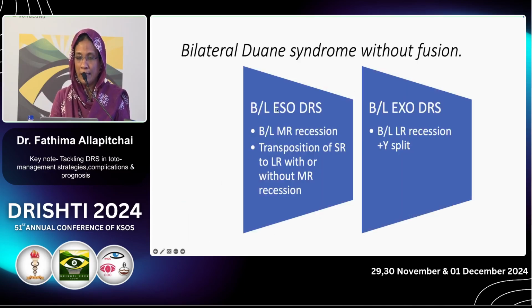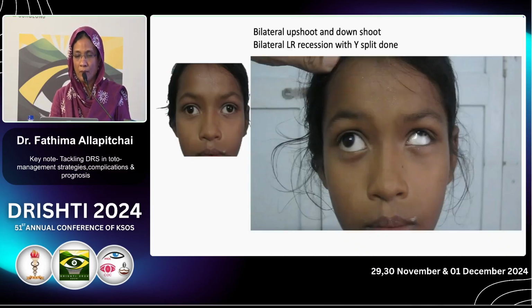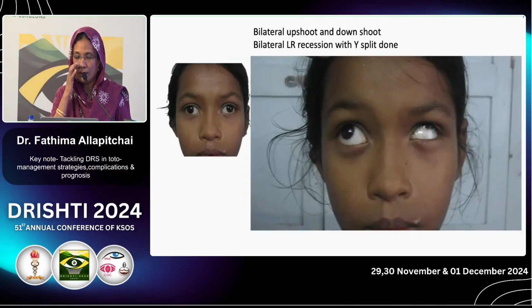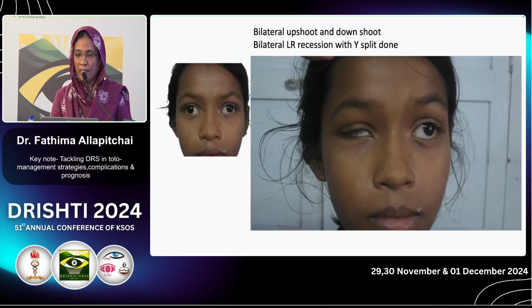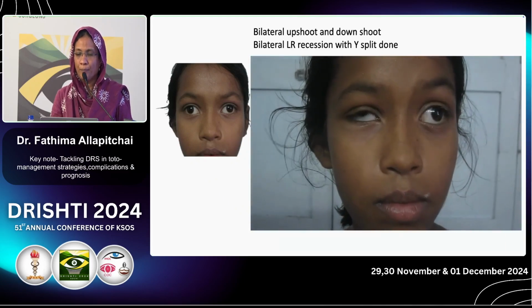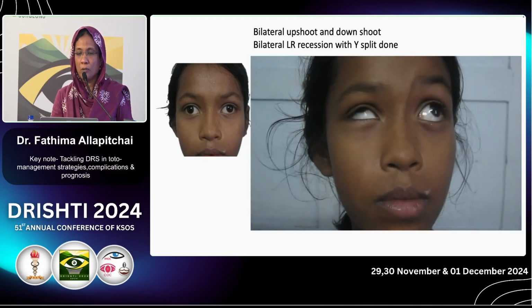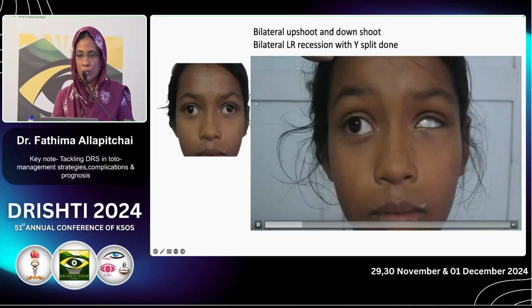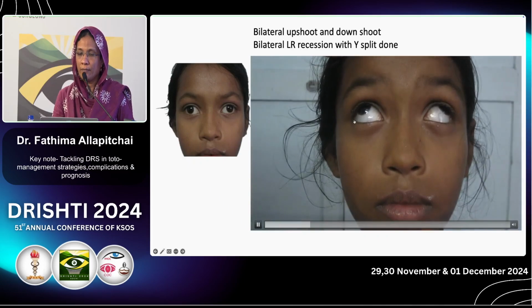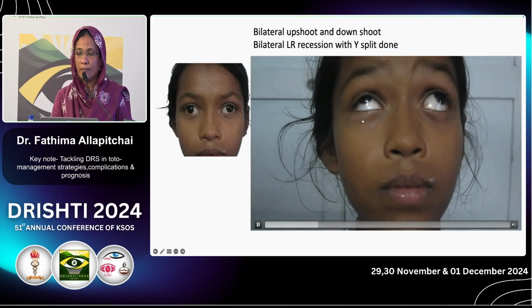If it is bilateral ESO DRS, we can go for bilateral medial rectus recession, and for EXO the same LR recession with Y split. For ESO, after recession, depending upon other co-contraction, as already discussed, you can go for a transposition procedure. This is a bilateral DRS patient where there was a cosmetically disfiguring upshoot and downshoot, and a large exo was also there. So we went ahead with bilateral lateral rectus recession with Y splitting.